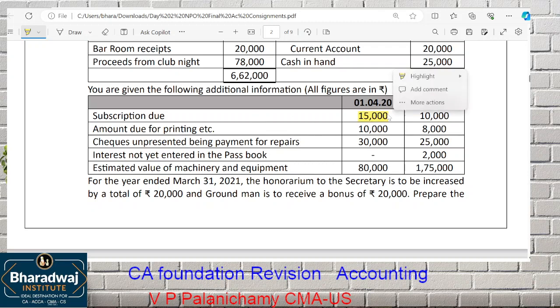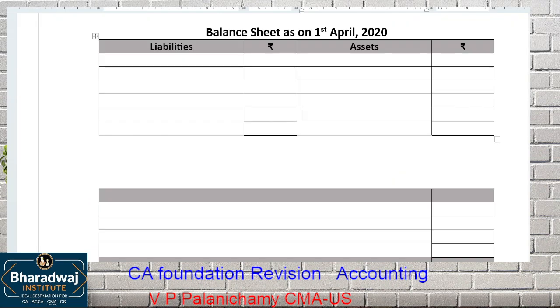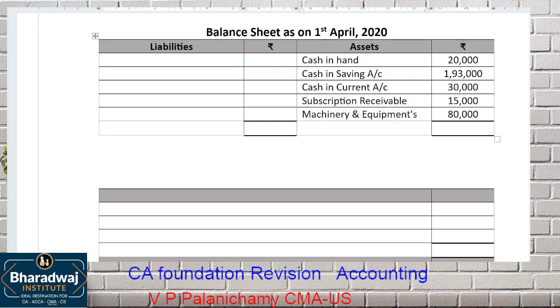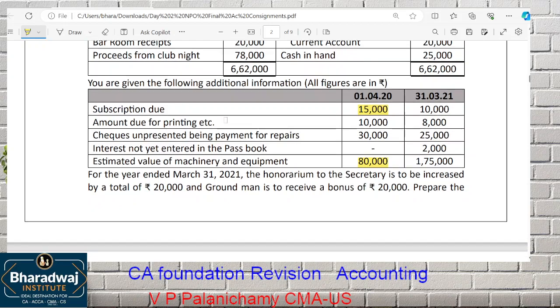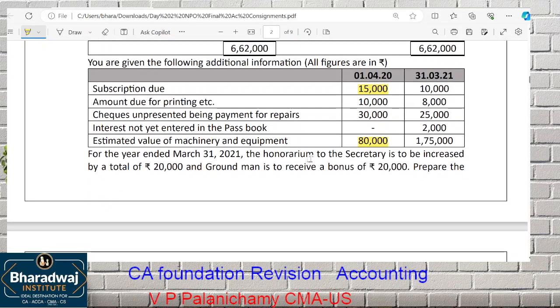Subscription due, equipment. So cash in hand will come, then cash in savings account and current account will come, then subscription receivable at the beginning of the year, machinery and equipment, outstanding expenses for printing, honorarium for secretary, all the opening expenses, opening outstanding amounts will come.